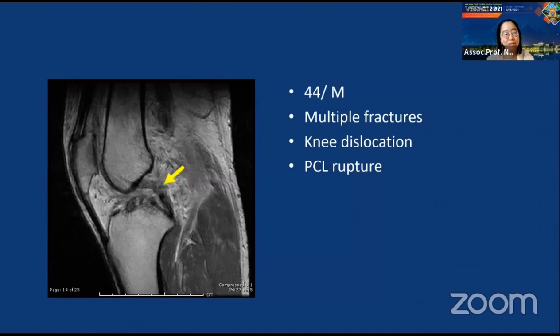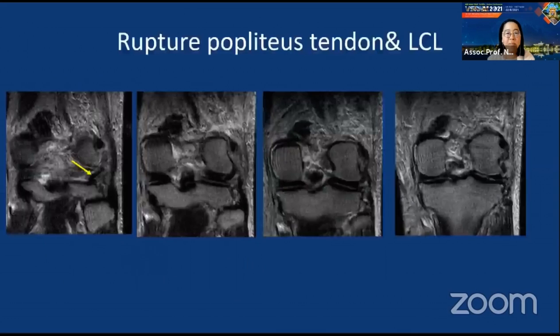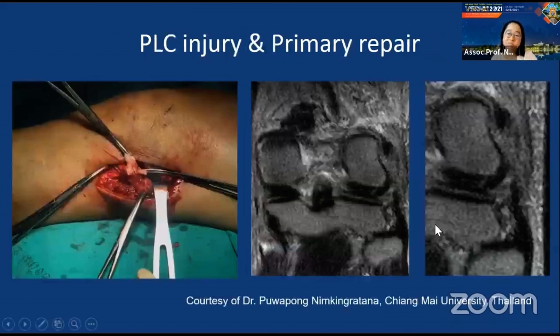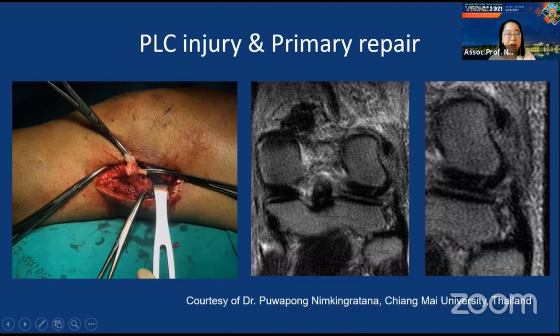And finally, you can help the patients by looking at the case in the acute phase. This gentleman has multiple fractures and also has knee dislocation and posterolateral corner disruption. This is how we identify rupture of the popliteus tendon, with nothing there at the sulcus. We can identify the lateral ligament, but nothing at the femoral insertion. And finally, this is what we found during surgery: the lateral ligament is disrupted, and finally the popliteofibular ligament stump, and this is the tendon that is disrupted.